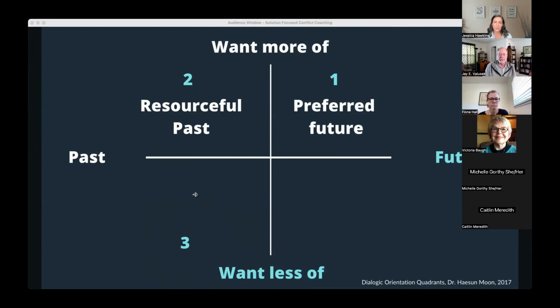What would you call that? Jay, I see you thinking. It sounds like the problem, but that's present. Ah, so yes, I call it the problematic past. Haesun calls it the troubled past. Oh, I like the double P. So yeah, the troubled past, exactly. So that's everything that's gone wrong, what's not working, why it's so bad, all the things.